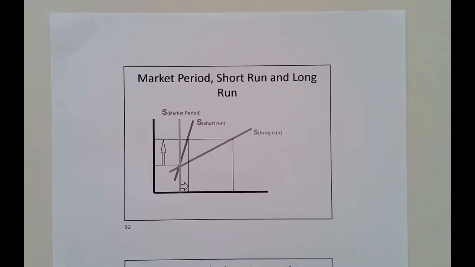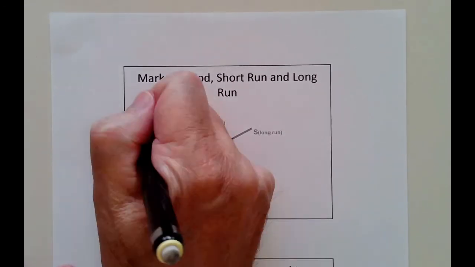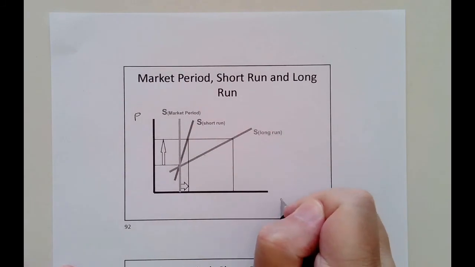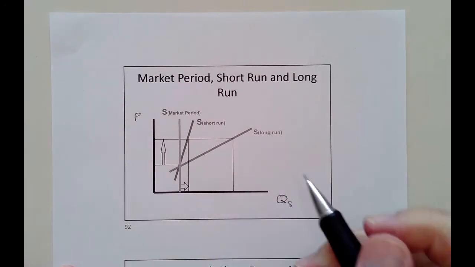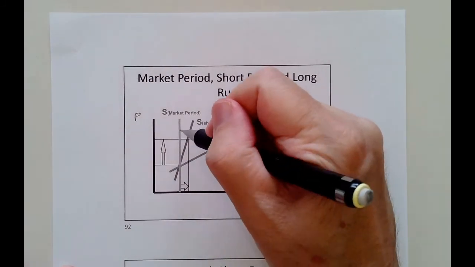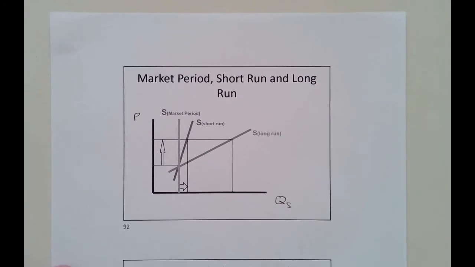So your market period is perfectly inelastic, and this is price, quantity supplied. Here it's a vertical line for the market period. Maybe a good analogy would be a business that deals with selling fish to restaurants.